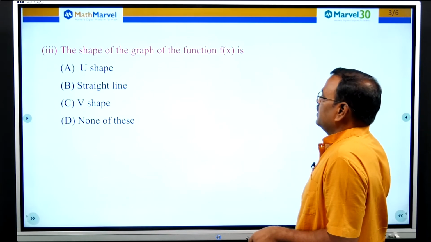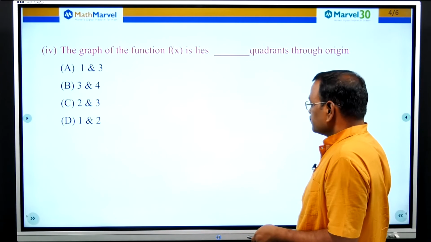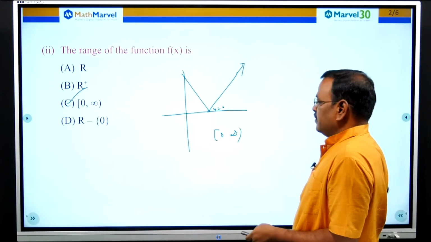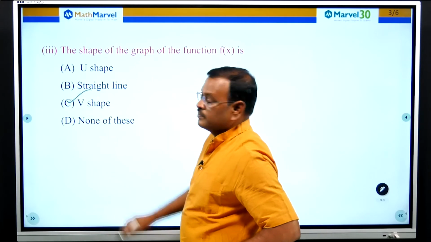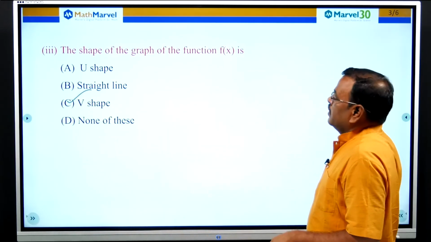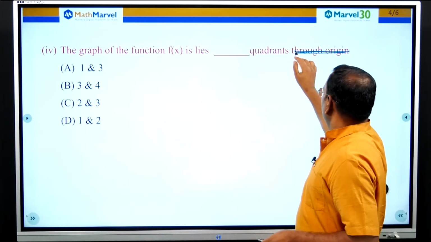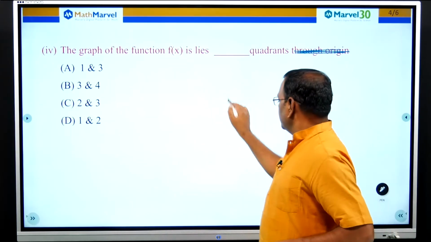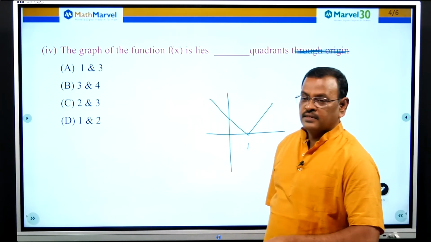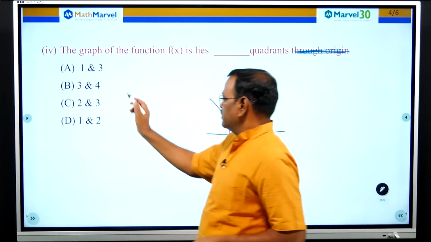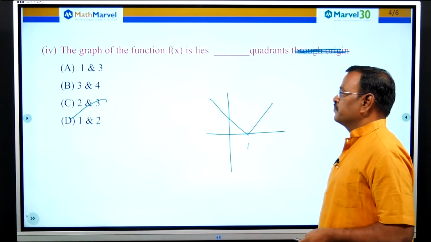The next question: the shape of the graph of the function f of x. What shape? V shape. This is a V shape. Okay. And the graph of the function f of x lies in which quadrants? Just ignore this. This is the graph, correct? This is 1. So in which quadrant does it lie? The first and second quadrants. That is option D.